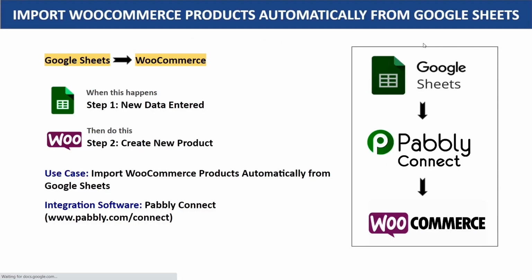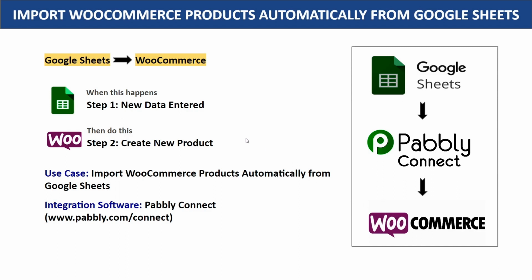Excellent. Hello everyone. So in this video, we will learn how to import WooCommerce products automatically from Google Sheets. So imagine this. You are using Google Sheets to build a database of your products. So your idea is that once you enter the fields like product name, price and image, a product must be created in WooCommerce. So here you have two choices.